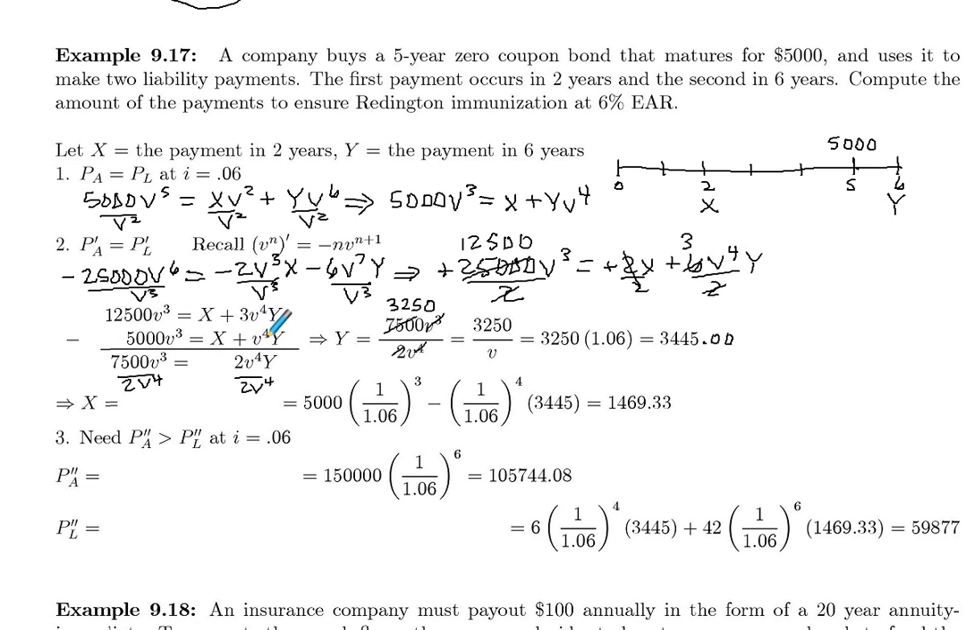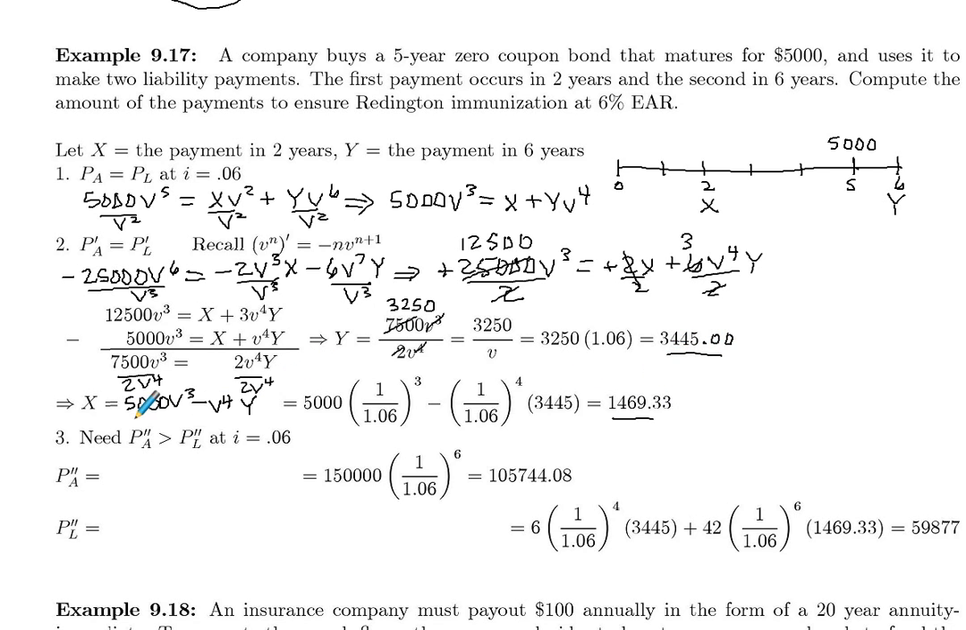And if we bring the v to the fourth y over as a negative, then we'll have x is 5,000 v cubed minus v to the fourth times our y. And then we know what y is. It's 34.45. So if we do the plug-ins here, v is 1 over 1.06. That gets cubed here, fourth power here, and plug in y. And we get 1469 for our x value. So here's our x, and here's our y.